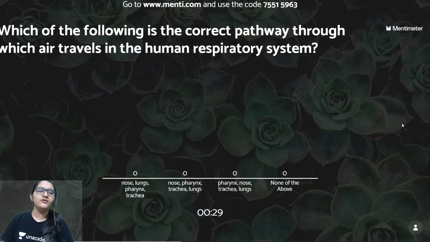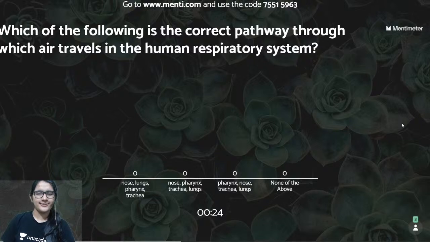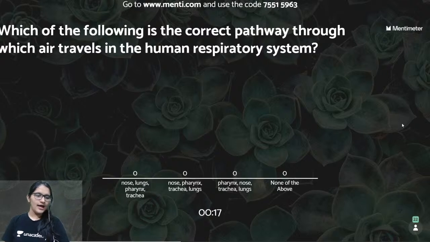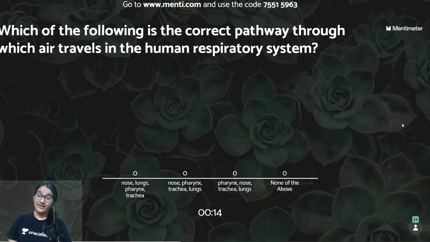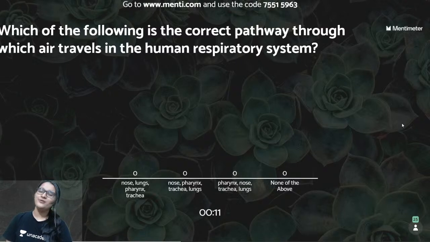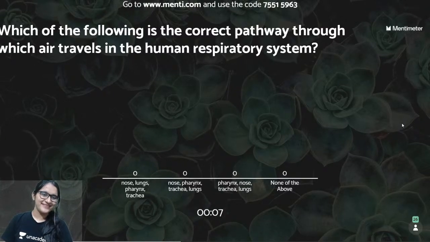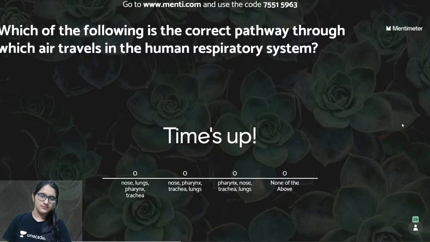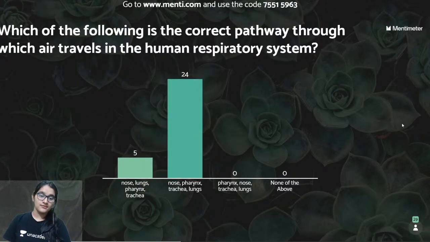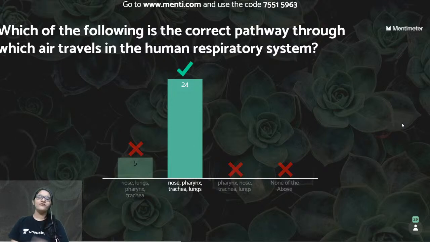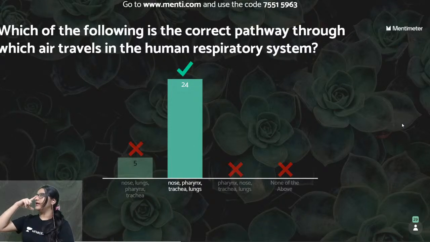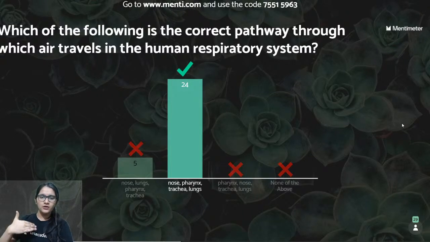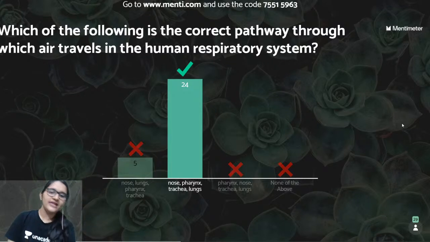Which of the following is the correct pathway through which air travels in the human respiratory system? Hi, Ritik Balaji. Oh, you should attend my sessions on Unacademy. I am damn sure it will be reversed. Last 5 seconds. Come on, let's crack it. Okay, absolutely correct. So first, the air enters into the nose. Then we have mouth first, na? The pharynx first. Then we have the trachea, and then we have our lungs. Right? Perfect. So the correct answer is B.